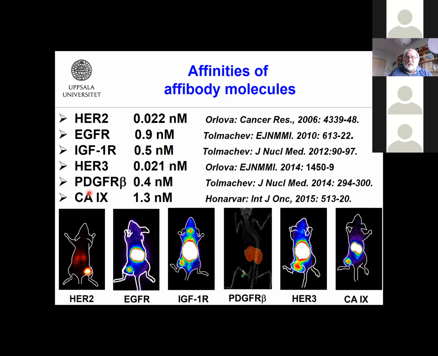CA9 is an interesting target because it first is a target in renal cell carcinoma, but it also is overexpressed in hypoxic tumor. And when tumor is hypoxic, it's more radio resistant, it's more drug resistant. So if you're sure that you have hypoxia in a tumor, you need to reconsider your treatment regimen.